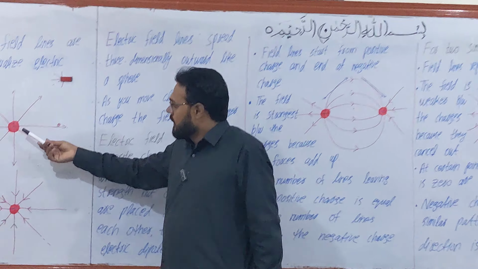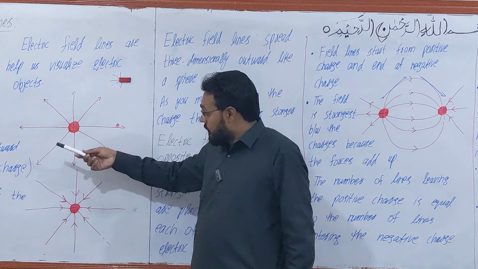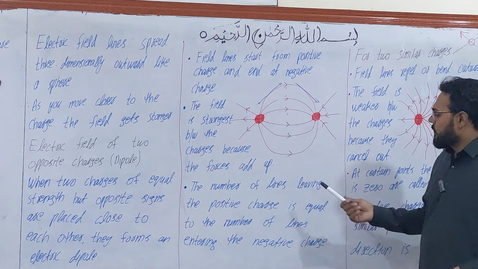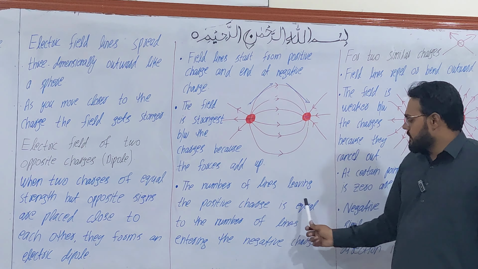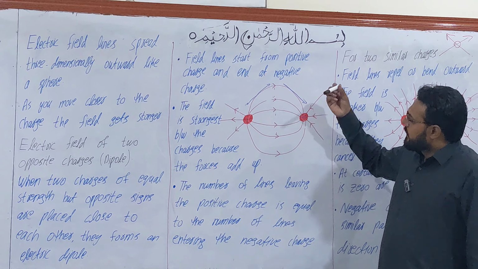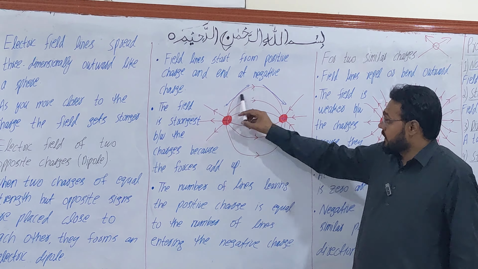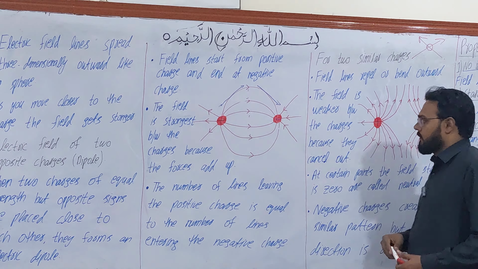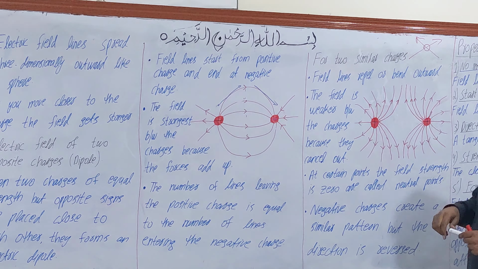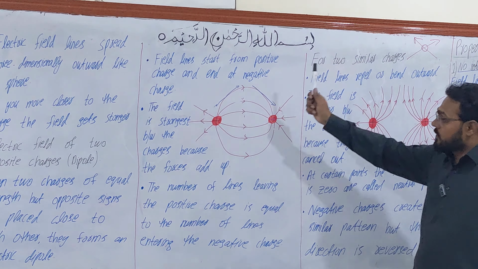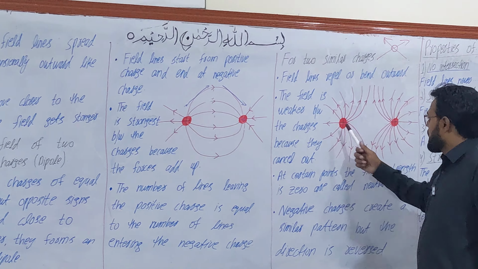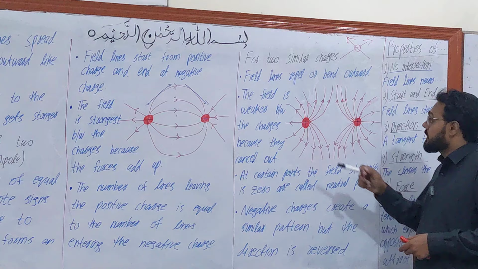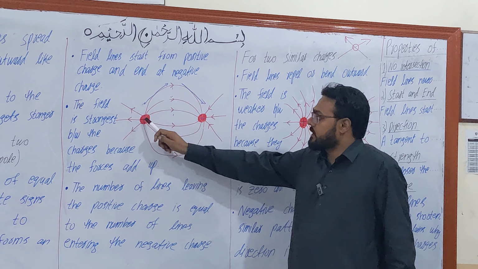Same here, it starts from positive and ends at negative. The number of field lines leaving the positive charge is equal to the number of field lines entering the negative. The number of lines is equal for both charges. For two similar charges, both positive, they repel each other. For two opposite charges, they attract each other. Opposite signs attract each other.